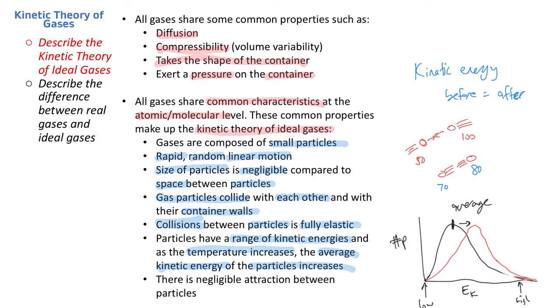And then the final one is that they have negligible attraction between particles. Effectively those particles don't attract each other, or the force of attraction is so close to zero that it doesn't have to be counted. All right, so those are the characteristics of a kinetic theory of ideal gases. You kind of have to know those seven dot points there.